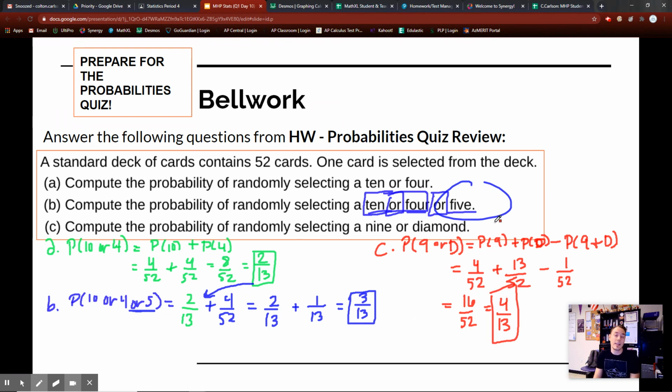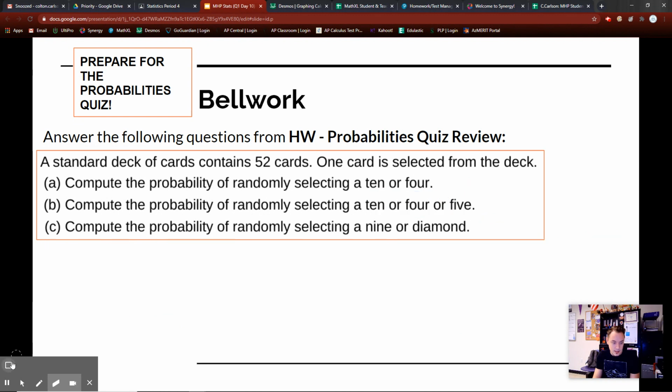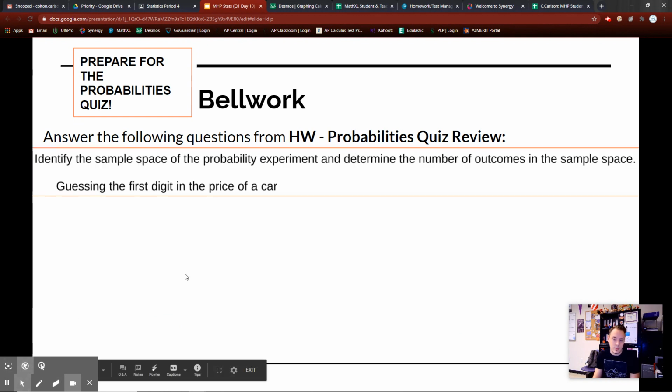Again, make sure you have this down. We're going to go on to the next example. You'll more than likely see this on the homework quiz. Wow. On the quiz. Okay, you'll more than likely see this on the quiz and on the test for that matter. But the test won't be for another week or so.